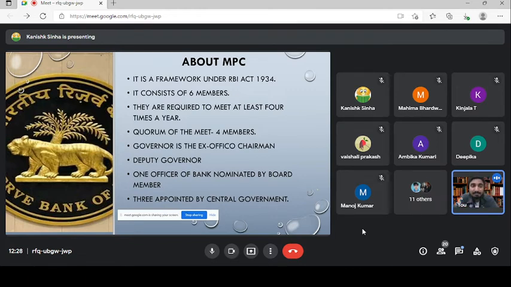Similarly, the Monetary Policy Committee, which meets 4 times a year, has a quorum of 4 members. The number of members that must be present is 4. Now these are very simple points, just keep noting them in your notebook. The Governor is the ex officio chairman, and we have the Deputy Governor and one officer of the RBI nominated by the central board. So these three are from the RBI side, and then we have 3 more people appointed by the central government. They will be from the finance ministry or anyone else appointed by the central government on the recommendation of the central government by the President.